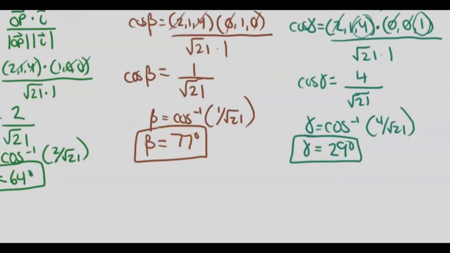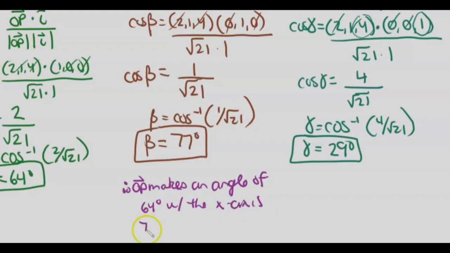So let's think about this. What do these actually mean? I'm going to write, therefore, vector OP makes an angle of 64 degrees with the x-axis, 77 degrees with the y-axis, and 29 degrees with the z-axis. That's the interpretation of those angles.